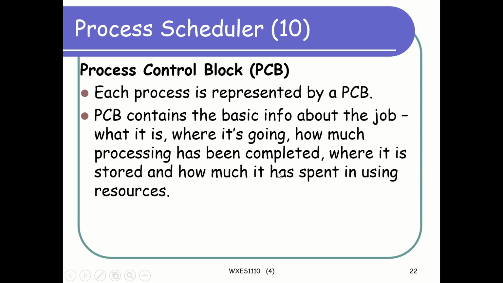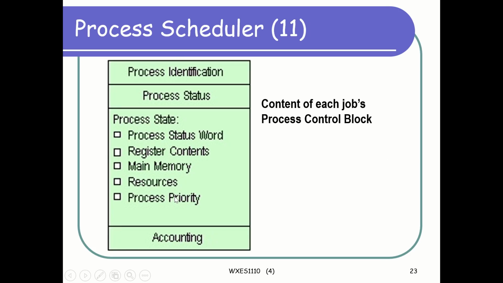So, process control block. When you have a process control block, you have information about the jobs: what it is, where it's going, how much processing has been completed, where it's stored, and how much is spent in using resources.